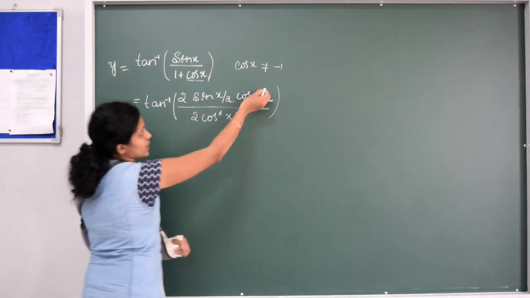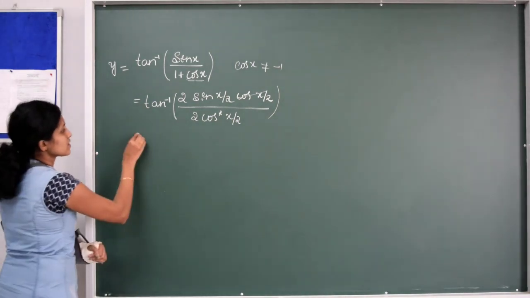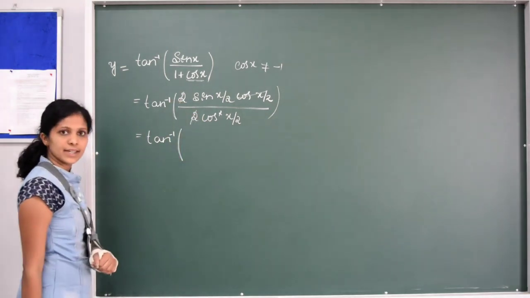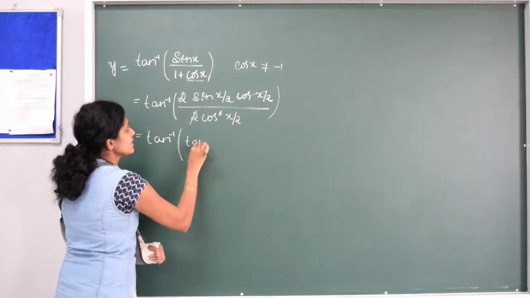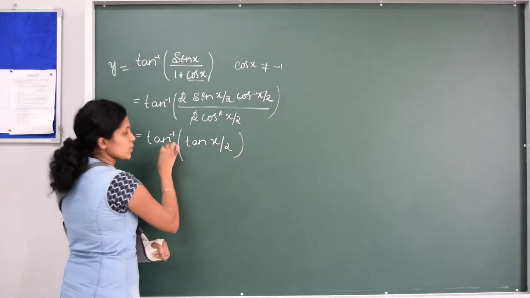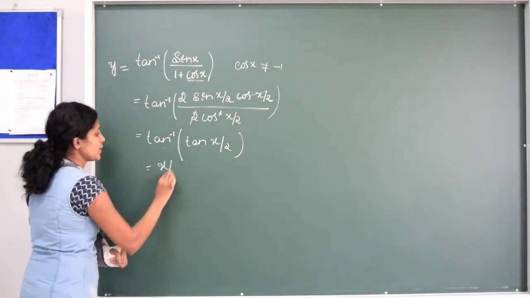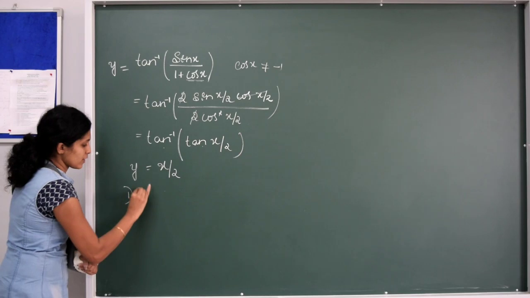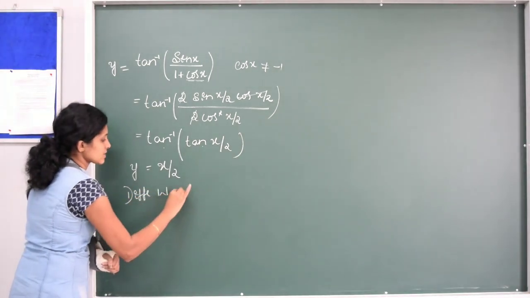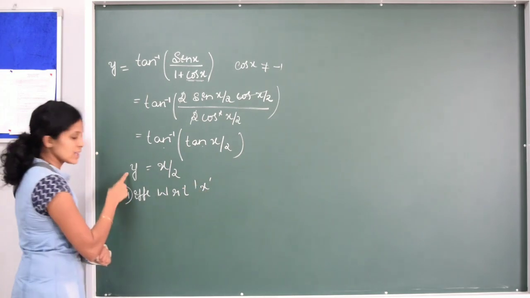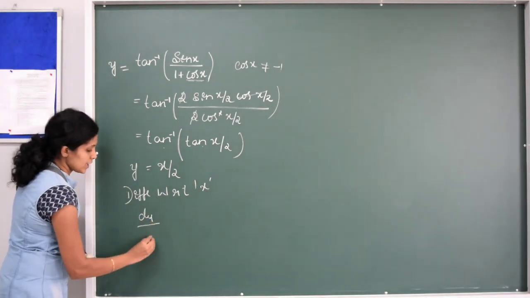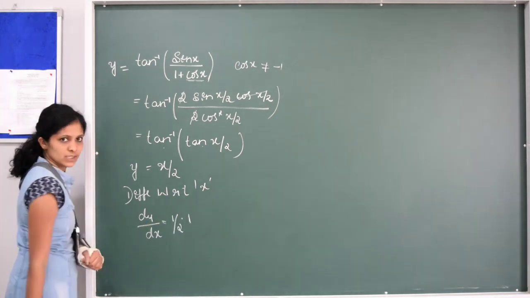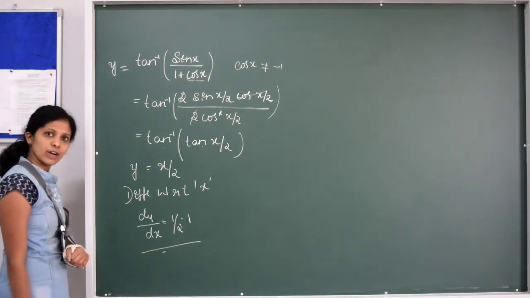So here cos square x by 2 and cos x by 2 will get cancelled. So this is equal to tan inverse of, 2 and 2 will get cancelled, sin x by 2 by cos x by 2 will be tan x by 2, right? So here tan inverse and tan will get cancelled. So this is equal to x by 2. So far we have not differentiated the function. Now we have to differentiate the function with respect to x. Derivative of y with respect to x, dy by dx is equal to 1 by 2 is constant, and derivative of x with respect to x will be 1. So dy by dx is equal to 1 by 2.